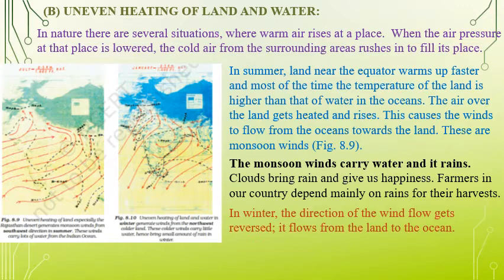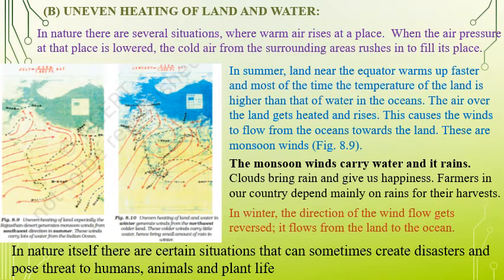In winter, the direction of the wind flow gets reversed. That means the land surface gets a lesser amount of the sun's radiation, and the wind flows from land toward the sea.